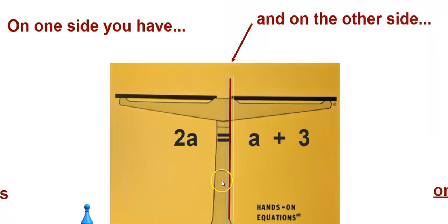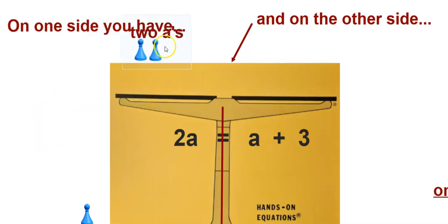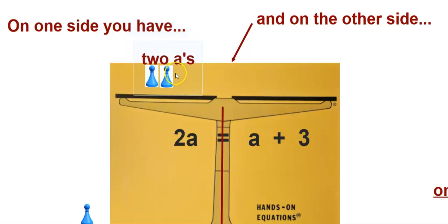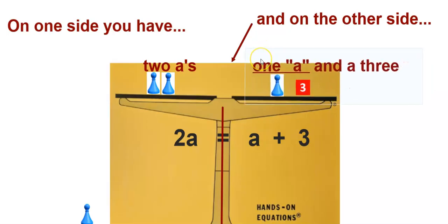What I'm doing is reinforcing this concept that we have a perfect balance scale, that we have the same on both sides. Just like when we're solving equations in algebra, traditionally, we'll draw this line down the middle to represent the balanced equation. So what will this look like? They're going to grab two blue pawns, and as they're setting this on the scale, they're going to say, on one side, you have two A's, and on the other side, you have 1A and a 3.